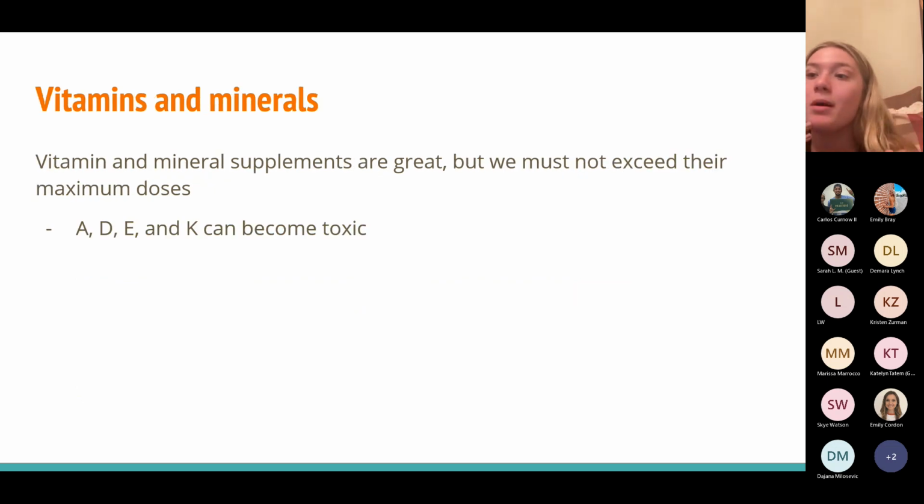We also want to ask them about vitamin and mineral intake. Keep in mind, too much of a good thing isn't always a good thing. Vitamin and mineral supplements are great for patients that need them, patients that are severely malnourished, whether they might be undergoing chemotherapy, etc. But if we take too much of a dose, specifically vitamins A, D, E, and K, this can become really toxic for these patients. So just keep that in mind as well.